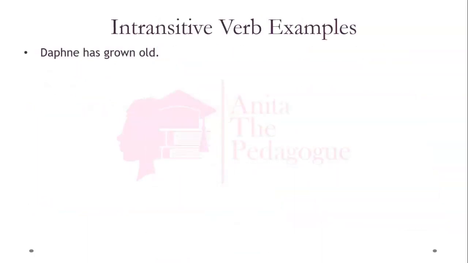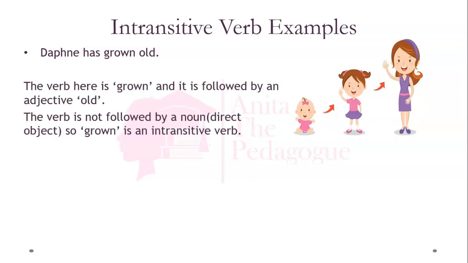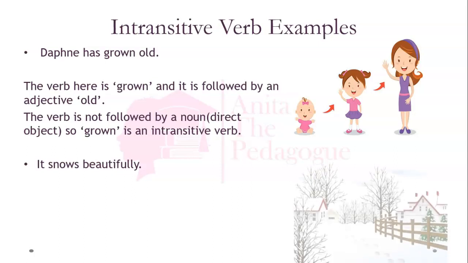Let's move on to some further examples. Let's look at this sentence. Daphne has grown old. Now the verb here is grown and is it followed by a noun? No, it is followed by the adjective old. The verb is not followed by a noun or a direct object, so grown is an intransitive verb. So let's take notes. Let's take a look at another example. It snows beautifully.